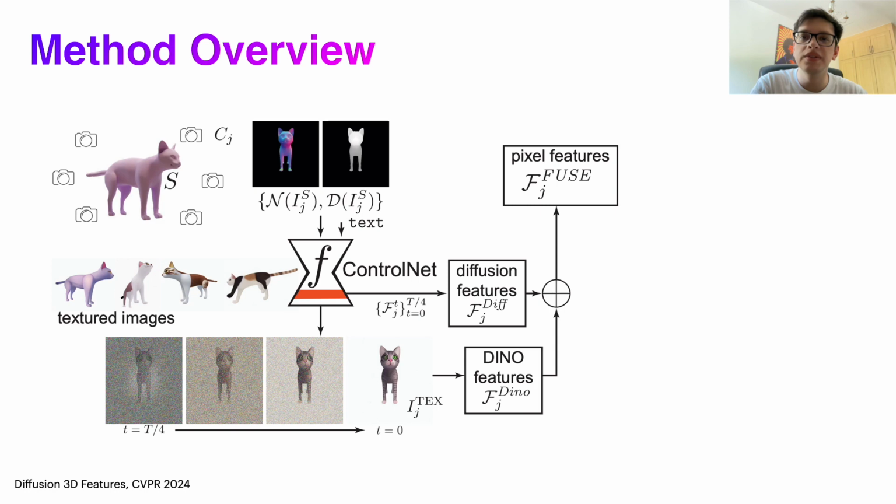We further fuse the diffusion features with DINO features extracted from the textured renderings. It has been noted that DINO features contain strong complementary semantic signals but are weaker in spatial understanding. Hence, combining the two features gives stronger semantic descriptors while retaining spatial information. We employ a feature fusion strategy where we first normalize the features and then simply concatenate the feature vectors.